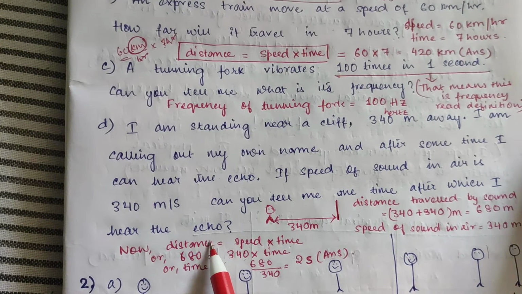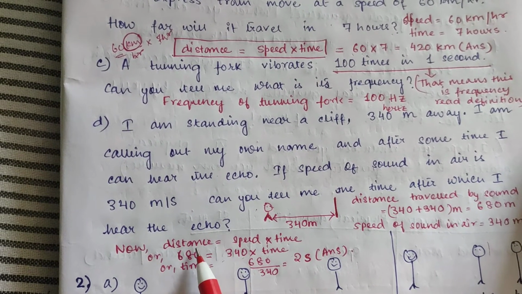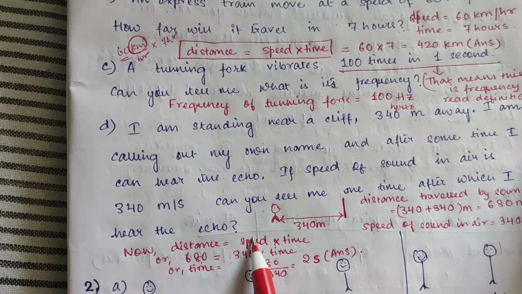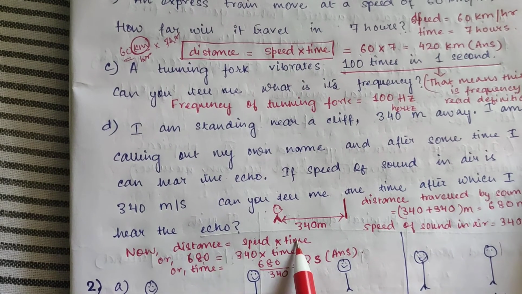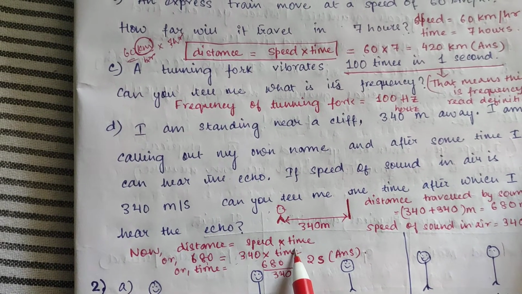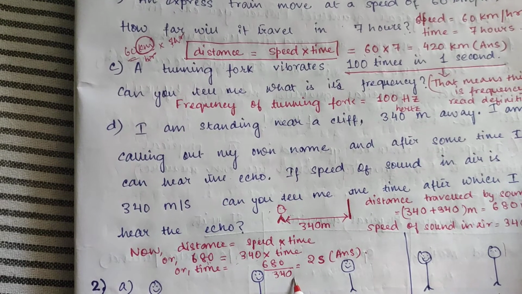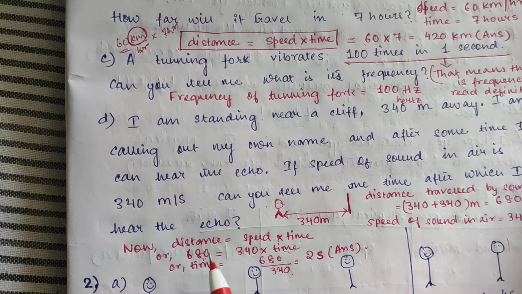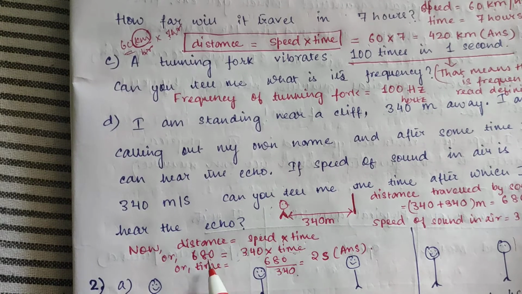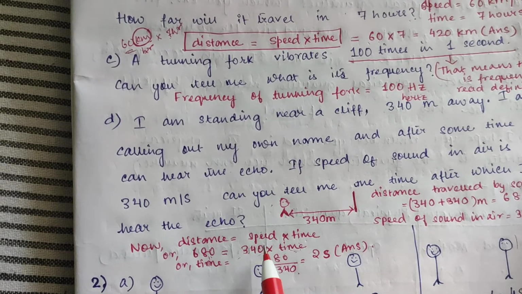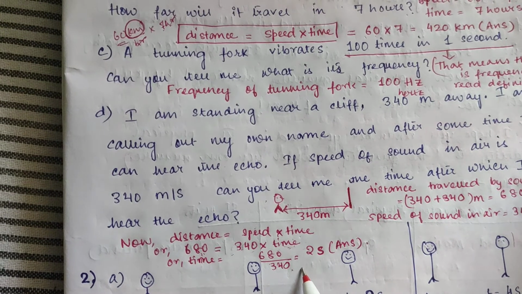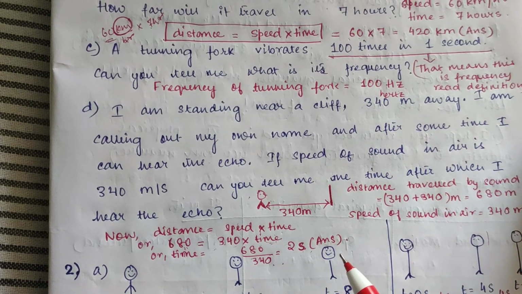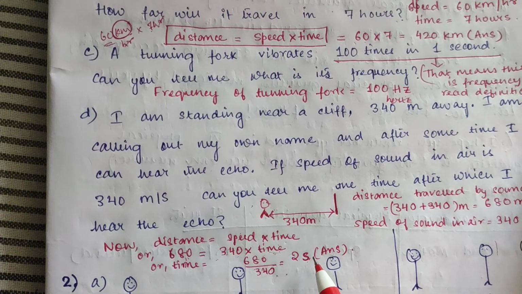So we know that distance is equal to speed into time. So can I put in place of distance 680, because this is the total distance traveled by sound. In place of speed I will put 340 and time I will have to calculate. So what is time? 680 divided by 340. I hope you know that this will come when you change the place from one side of the equal sign to another side. It will become divide now because initially it was multiply. So 680 divided by 340 will give me 2. What will be my answer then? 2 seconds. After 2 seconds, I'll hear the echo. Don't forget to mention the unit.